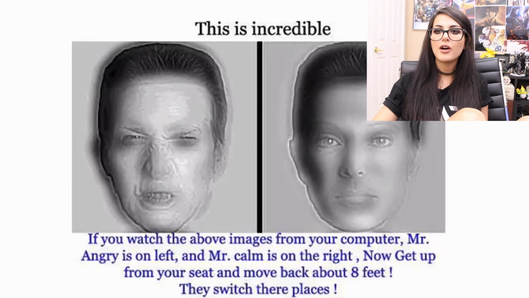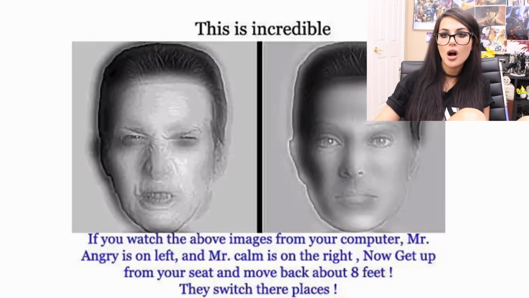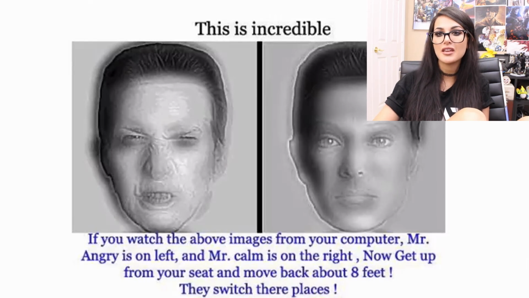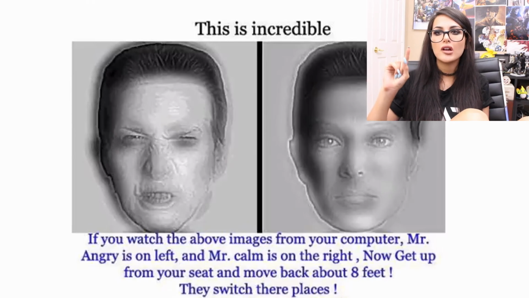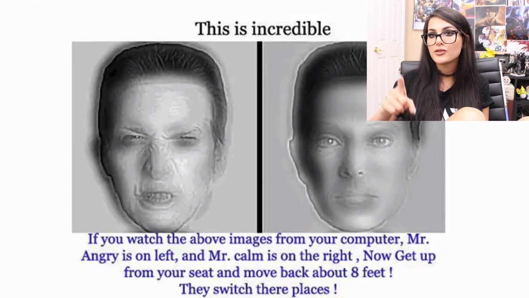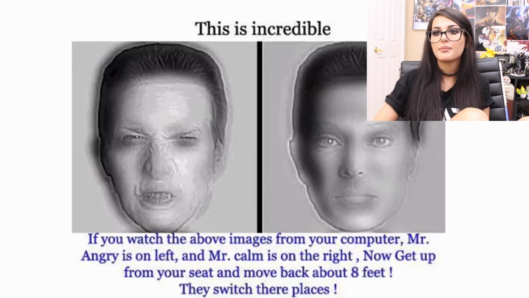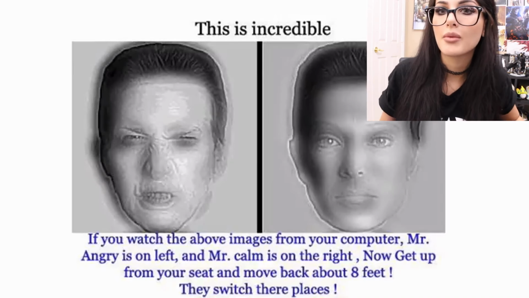If you watch the above images from your computer, Mr. Angry is on the left and Mr. Calm is on the right. Now get up from your seat and move back about 8 feet. They switch their places. I don't trust this because this dude put the wrong one there. So, okay, left is angry, right is calm. I think we agree. Before I do my exercise for the day, let's confirm. Left is angry, right is calm. Yes. And now I'm gonna move back 8 feet.